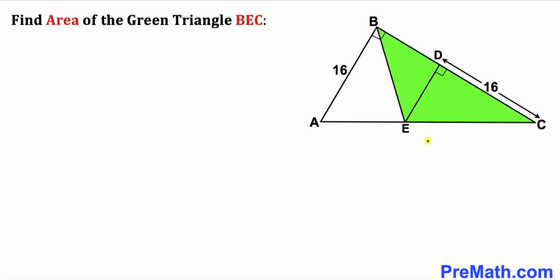In this video, we have this green shaded triangle BEC inscribed in a big triangle ABC, as you can see in this diagram, such that this side length AB is 16 units, whereas this side length CD is 16 units as well. And moreover, these angles are 90 degrees each. And now we are going to calculate the area of this green shaded triangle BEC.